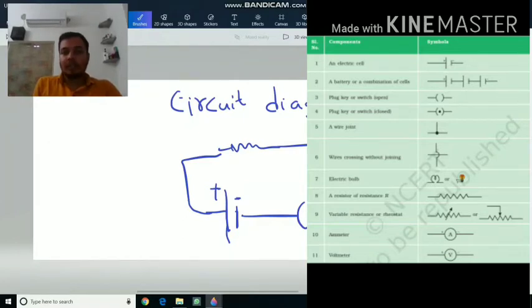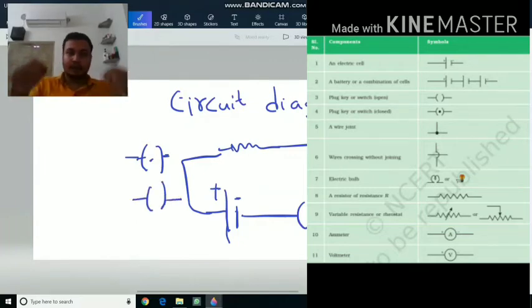If there is no dot here, it means the key is switched off or the circuit is open, and when the key is switched off, no current will flow. When the key is closed or the switch is on, then current will flow. So this dot represents a closed key or switch on, and this without the dot represents an open circuit or switch off. Next thing is this is the wire.